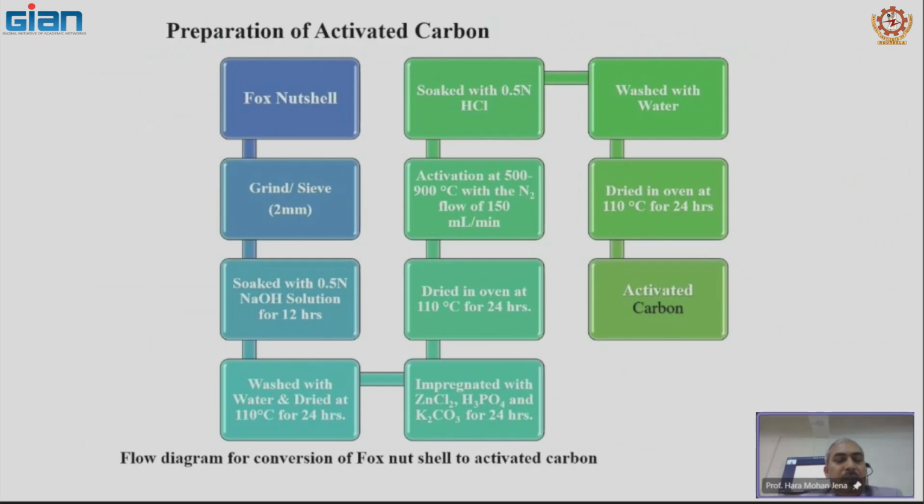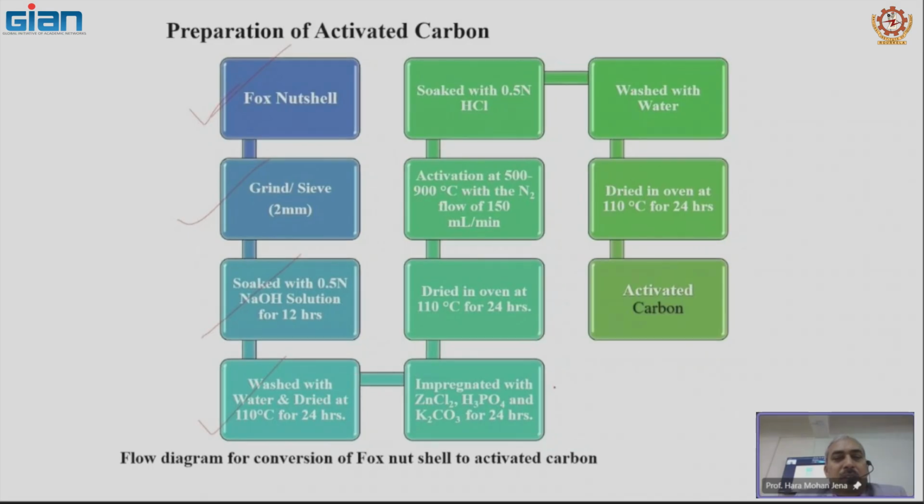Then preparation of activated carbon. These are the steps followed in preparing the activated carbon. First, the dried Foxnut shell was ground and sieved. Soaked with 0.5 normal sodium hydroxide solution for 12 hours. Washed with water and dried at 110 degrees Celsius for 24 hours.